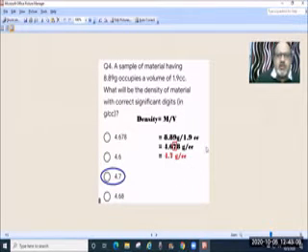Next, question number 4. A sample of material having 8.89 gram occupies a volume of 1.9 cubic centimeter. What will be the density of the material with correct significant digits in gram per cc? So gram per cc is asked, and values are also given in gram and cc, so you need not change the magnitude of these quantities. The question is asked in gram per cc.